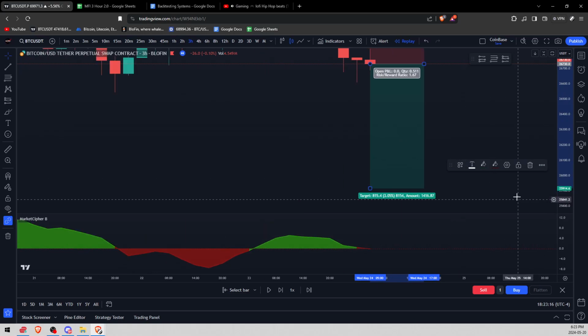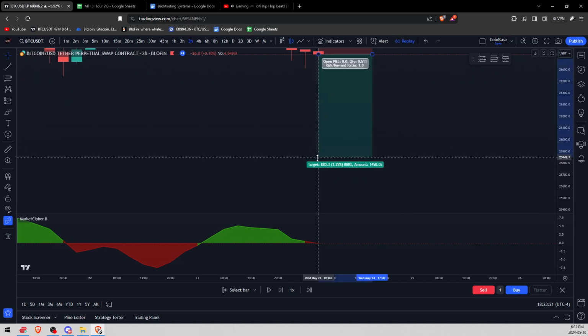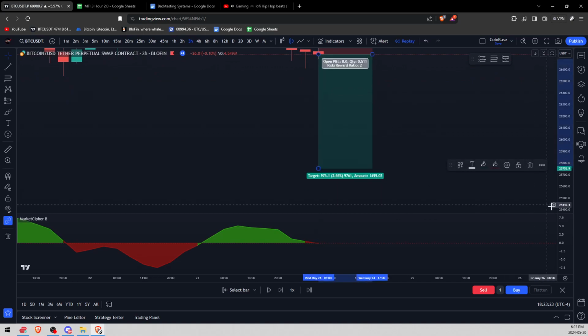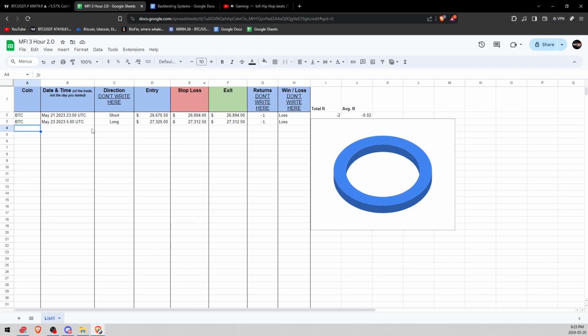Okay, so this one, I don't know how promising we're gonna get with this one, but your rules are your rules. You can't deviate from your rules. So swing high as the stop. Our entry is at 26,730. Put this in as a short.